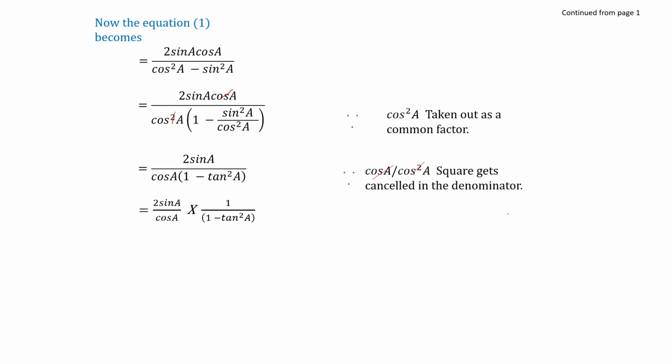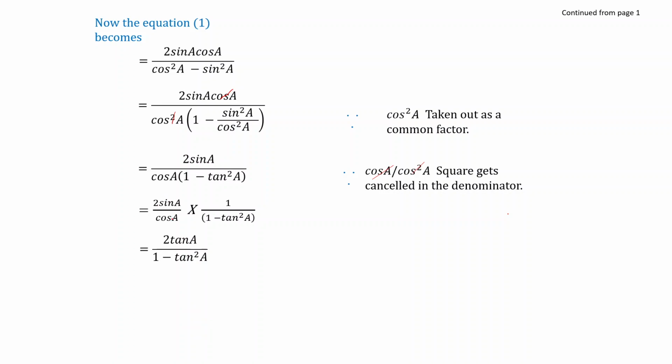Next, I have split the term into 2 parts. I have taken 2 sin a in the numerator and cos a in the denominator, multiplied by 1 divided by 1 minus tan square a. This multiplication by 1 will not change the value of the term, so I have split it into 2. Now let us see what happens.